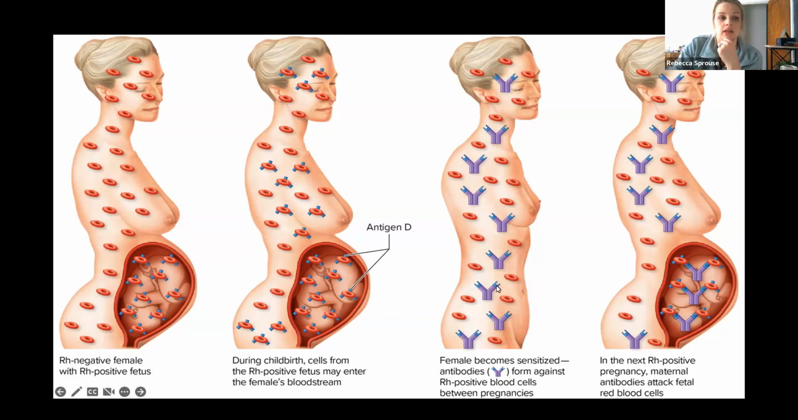And antibodies can cross the placental membrane here. And so that's what's happening. Mom's antibodies are crossing the placental membrane here and attacking her fetal red blood cells, which will cause those red blood cells to rupture. And if those red blood cells rupture, then the baby cannot carry enough oxygen, right? And we've got all kinds of problems, right? That's called erythroblastosis fetalis.